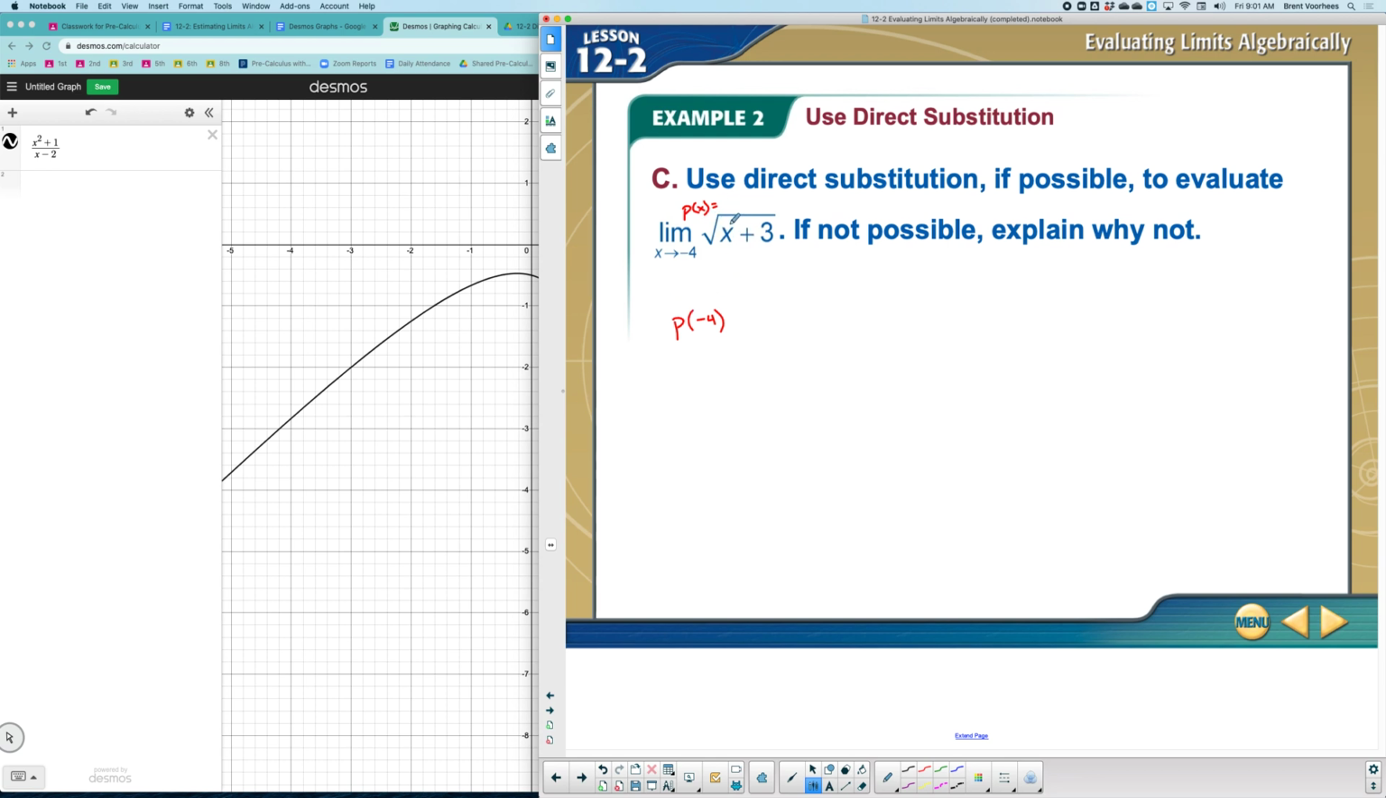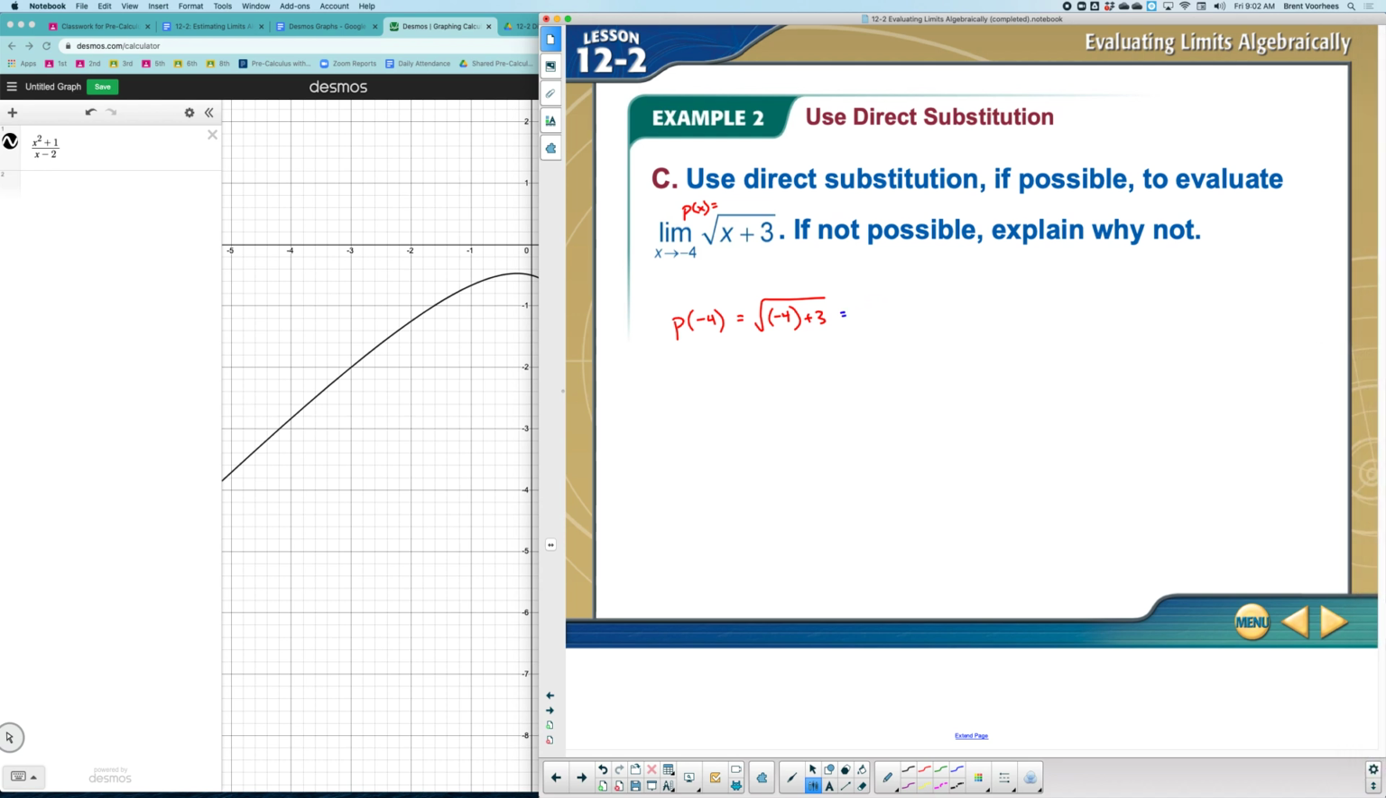It's not a whole number power. It's kind of like the power of 1/2. So that's not truly even a polynomial. So I shouldn't call it p of x, p usually being reserved for polynomial. Let's try this anyways. If I plug this in, I would be taking the square root of -4 plus 3.